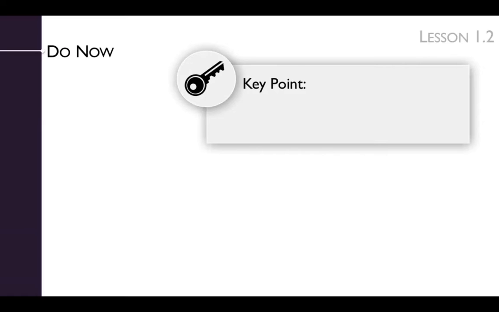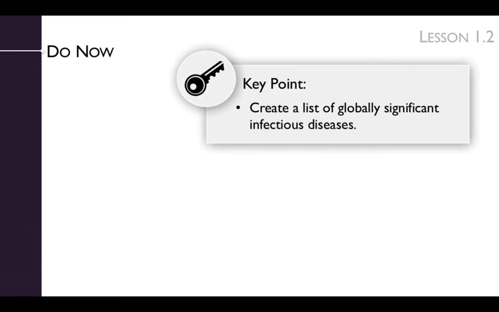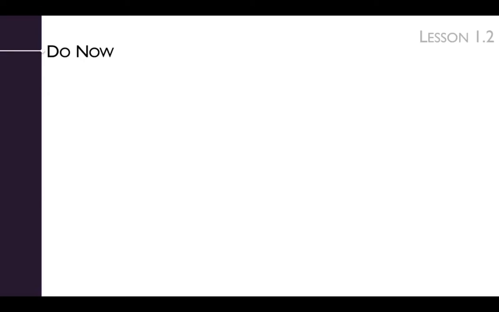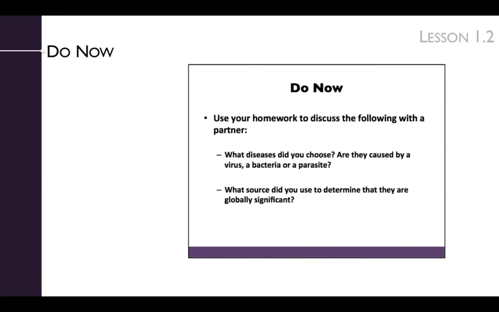The key point of the lesson's do now is to create a list of globally significant infectious diseases. We'll get there by having students review homework with a partner. The do now begins by creating a list of globally significant infectious diseases based on the students' research in the Lesson 1.1 homework. On a board, create a list that includes the name of the disease, whether it is caused by a virus, a bacteria, or a parasite, and the source used to determine its global significance.